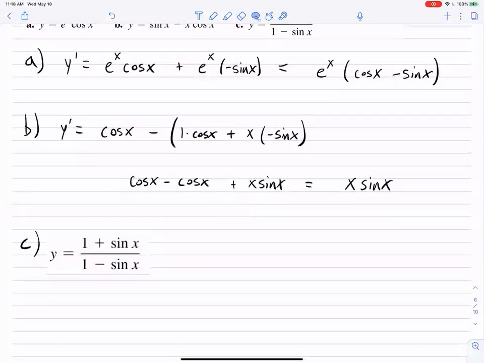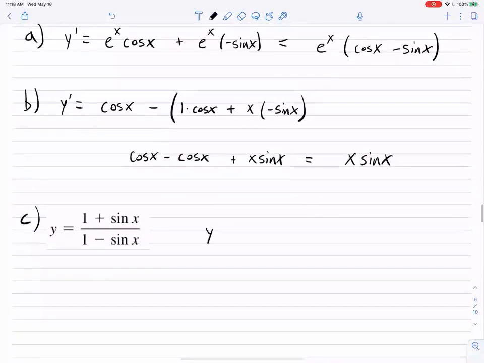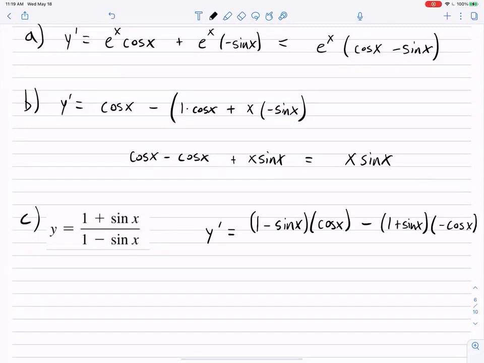Okay, so remember, we're going to use the quotient rule. So y prime is low, which is 1 minus sine of x, times the derivative of high. The derivative of 1 plus sine of x is cosine x, because the derivative of 1 is 0, and the derivative of sine of x is cosine x, minus, so it's low d high minus high, 1 plus sine of x, d low. The derivative of the low is negative cosine x, because the derivative of negative sine of x is negative cosine x, then all over 1 minus sine of x squared.